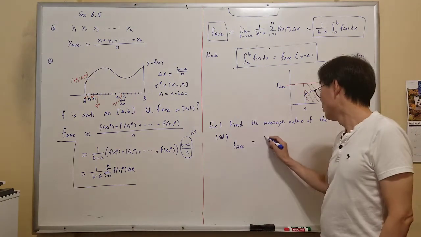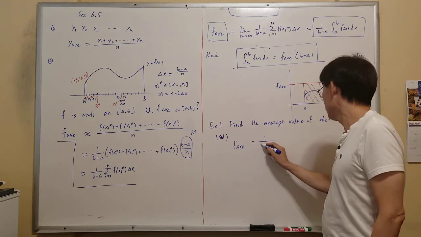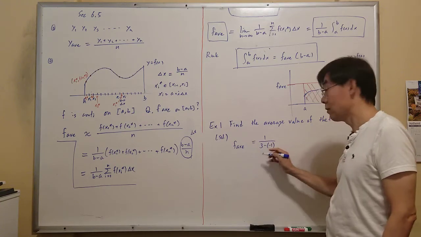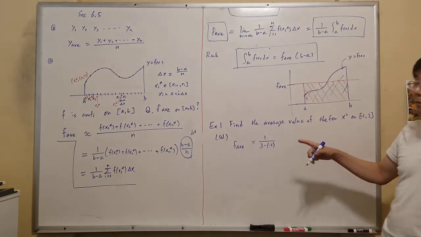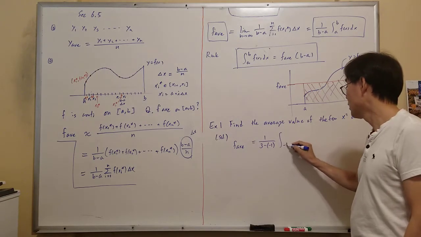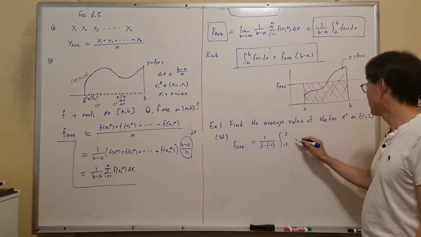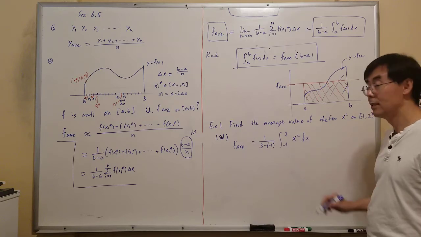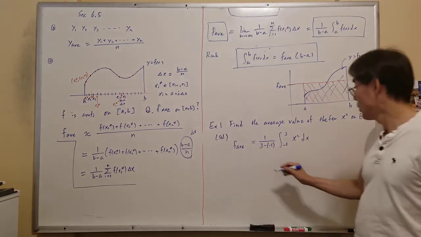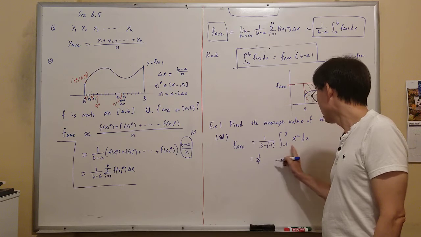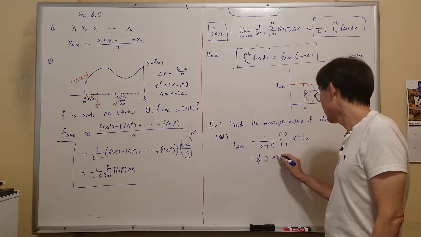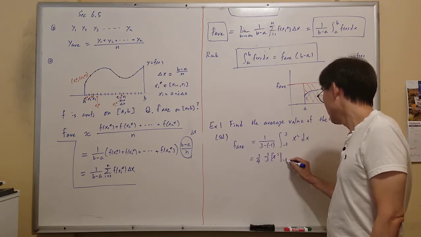1 over b, which is 3, minus a, which is negative 1. That is the size of the interval. So 1 over the size of the interval is 1 over 4, integral from negative 1 to 3 of f of x, which is x squared, dx. So what is this? This is 1 over 4 times 1/3 x to the third, from negative 1 to 3.